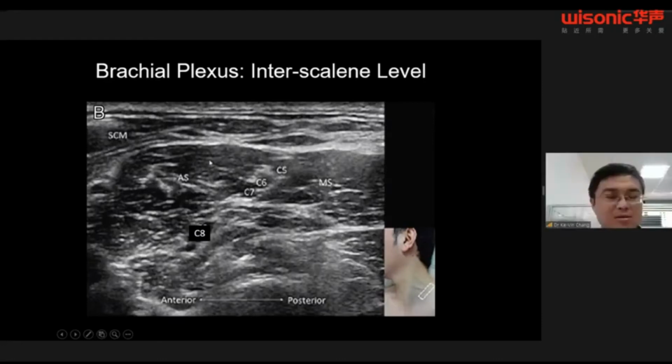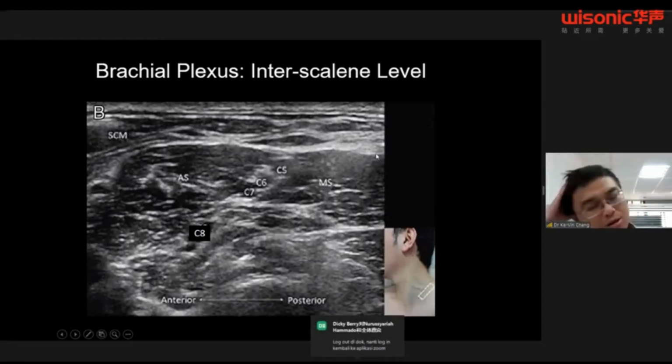And then you move your transducer more cranially, you are going to reach a level we call the interscalene level. At the interscalene level, you are going to find the nerve roots arranged in a line. The most superficial nerve root is C5. And then if you track the nerve root to the deeper part, you are going to find C5, C6, C7, C8, and T1.